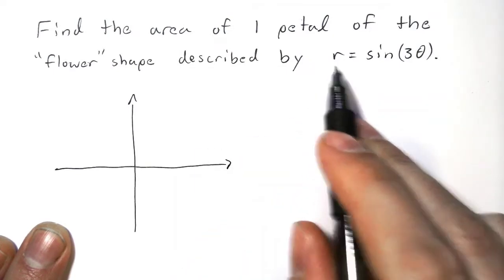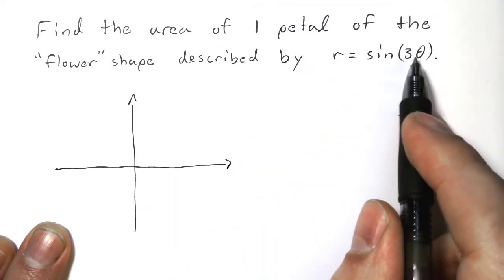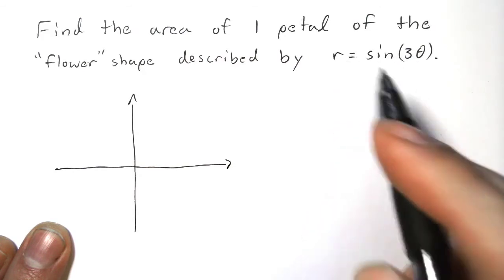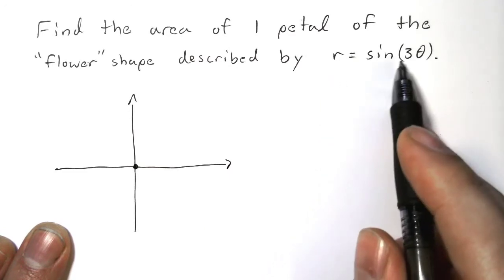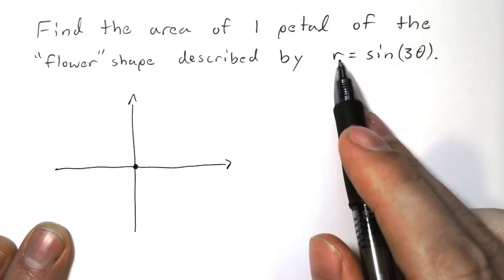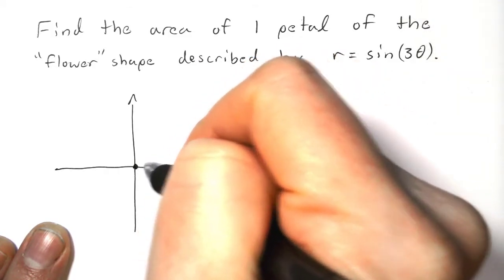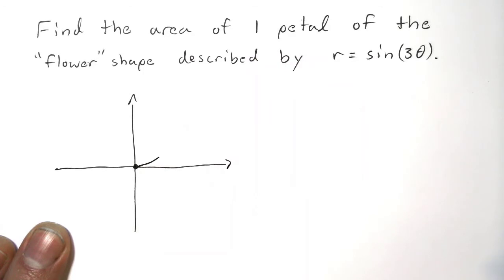Okay, so let's see. Let's start when theta equals 0. When theta equals 0, it's sine of 0, that's 0, so r is 0. So we're going to start at the origin. Okay? Now, when theta increases, well, then sine increases, so r is going to increase. So as I move away, as I increase theta, I'm going to be moving away from the origin.